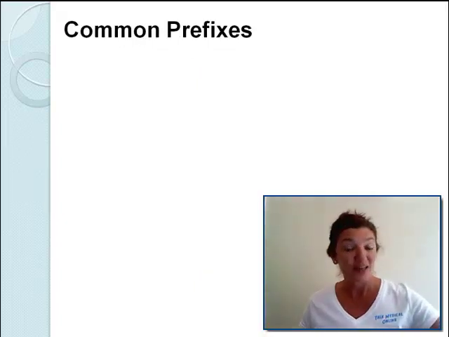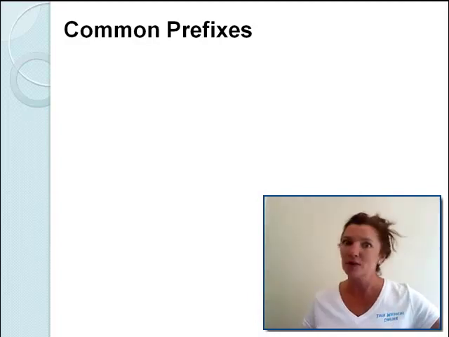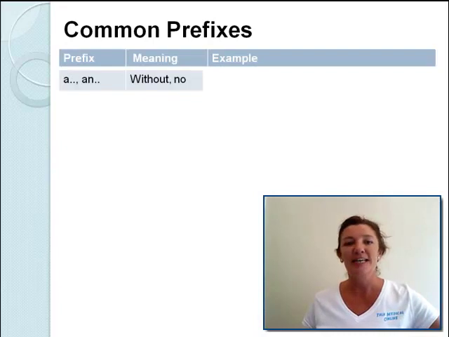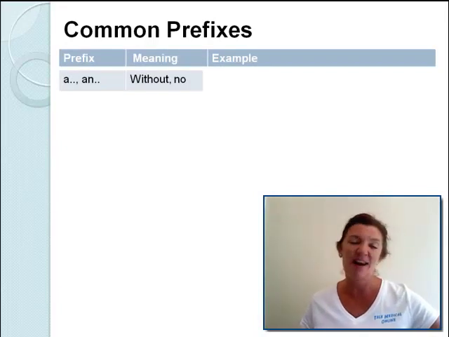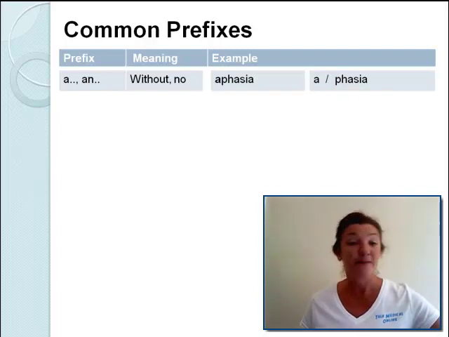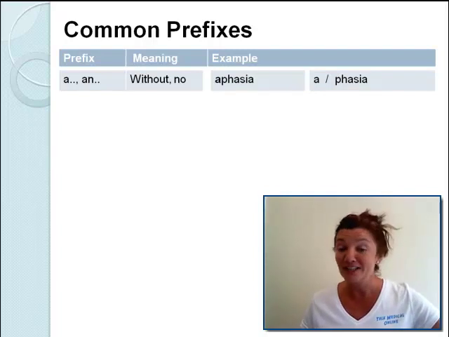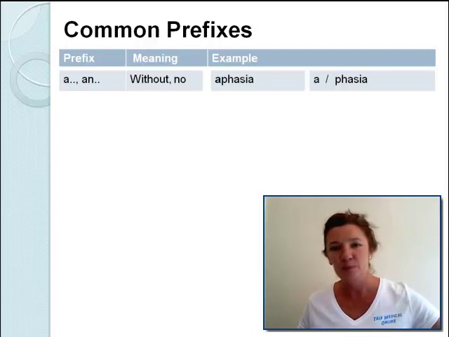Common prefixes. Prefixes we find at the front of a word. So let's look at some of the common examples. Firstly, a or an at the front of a word means without or no, lack of. A word example, aphasia. Let's break this down. Well, a, break, phasia. Phasia is actually a suffix meaning speech. So aphasia would mean without speech, or more precisely, lack of speech.